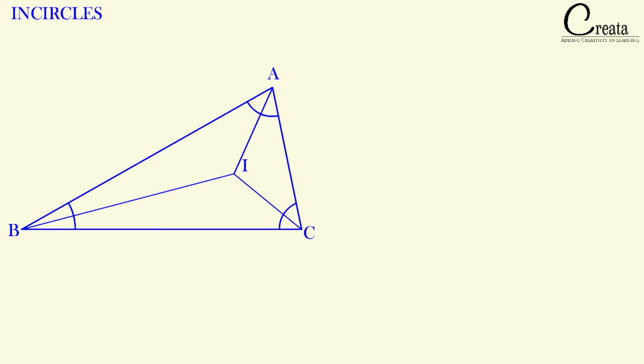If we draw the 3 perpendiculars from the incenter toward the 3 sides of the triangle, we get ID perpendicular to BC, IE which is perpendicular to AC and IF is perpendicular to AB. These 3 line segments are perpendicular to the 3 sides of the triangle. The concept is that these 3 line segments will be equal to each other. That is ID is equal to IE is equal to IF.